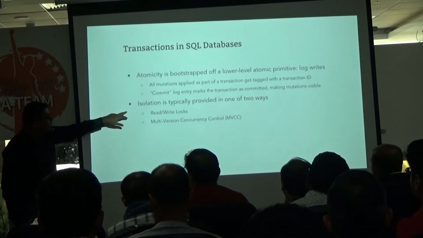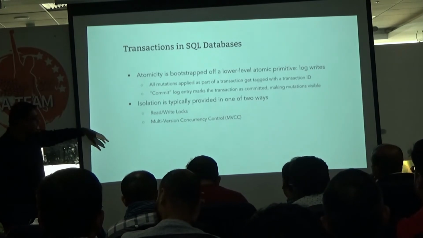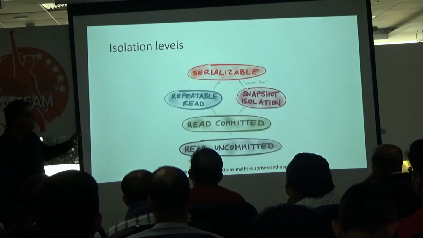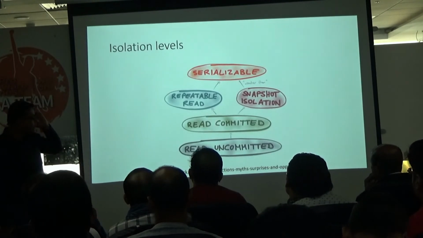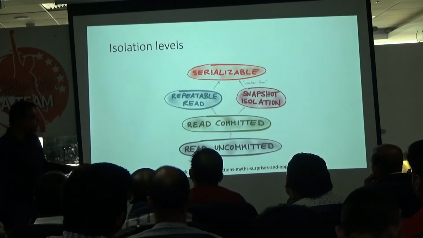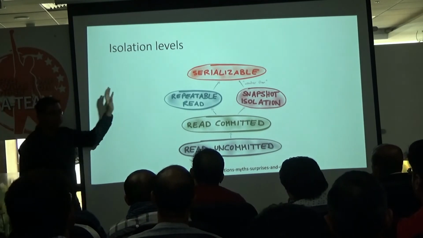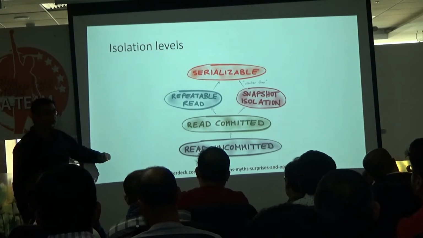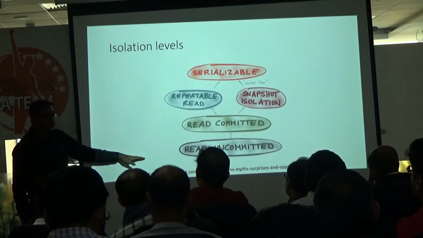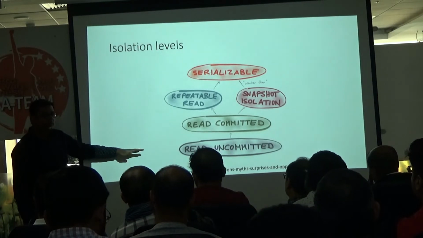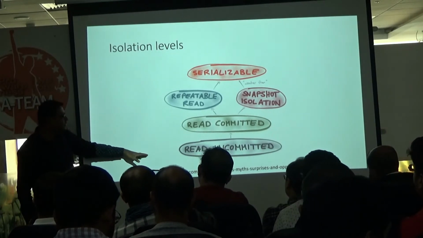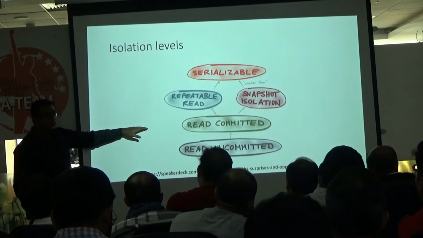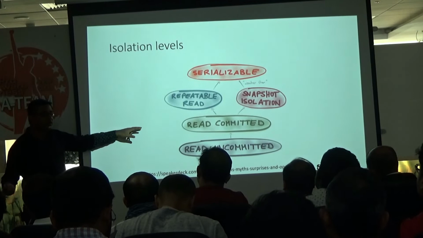Isolation is again complicated, so I'll come to this. Isolation is again a very complicated thing. If you Google deep into it, there are various isolation methods, and various databases will give you different isolation methods. Read uncommitted is nothing, so a transaction would be able to read any write which is not even committed. Read committed means a transaction would be able to read anything which is committed by another transaction, even during the transaction.